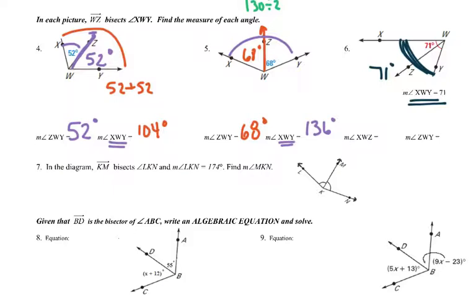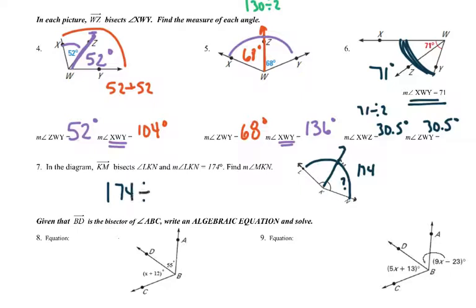So if I want to find the mini angles, I'm just going to take 71 divided by 2, 30.5 degrees. 30.5, 30.5 degrees. Perfect. Let's see, in this diagram, again, we have a bisector, and it says LKN is 174. And then it wants to find MKN. So wouldn't that just be 174 divided by 2, or 87 degrees? Perfect.